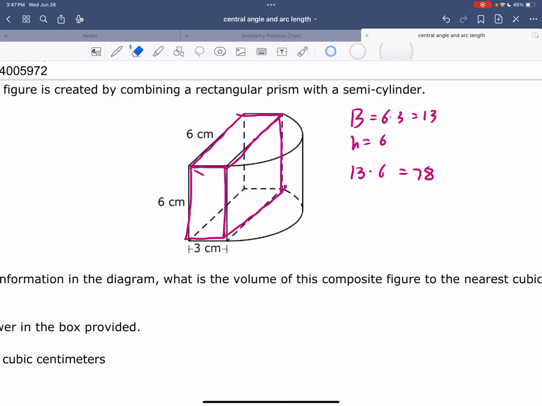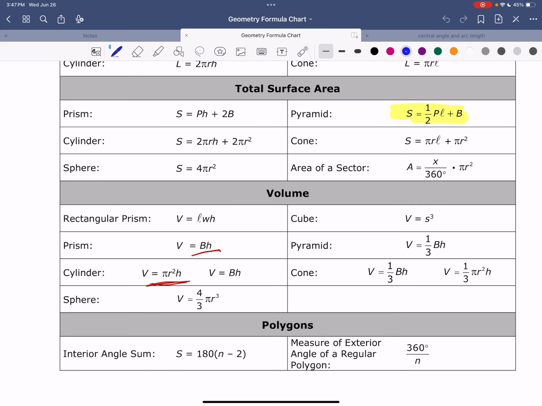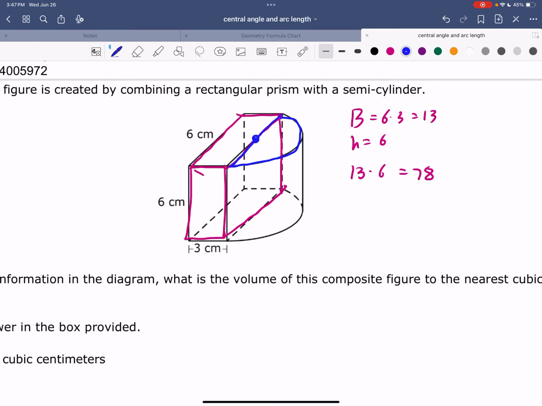But we're not done. We also have to find the volume of this semi-cylinder. If you look at this, the cylinder is pi r squared h. So what's the radius? It's half of 6, so it's going to be 3. So pi times 3 squared, and the height of this cylinder is 6. But do you see this one is only half the cylinder? So I'm going to divide this one by 2. If I use this, that's going to be 84.823. So simple.